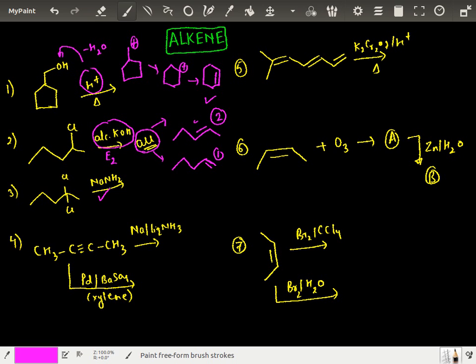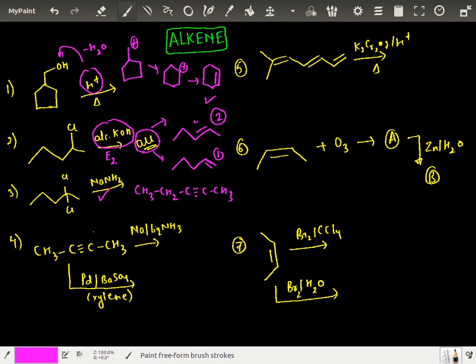Next is NaNH2. NaNH2 is a strong dehydrohalogenating agent, so strong that it can cause a molecule to undergo dehydrohalogenation twice. So in this case, after loss of 2 HCl, we end up getting a triple bond in the main carbon chain. So the answer is an alkyne.